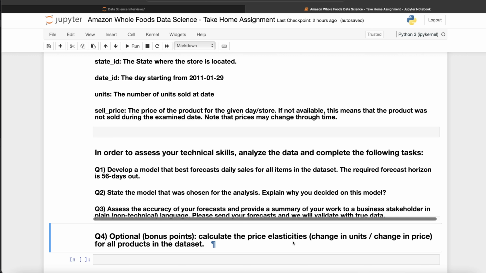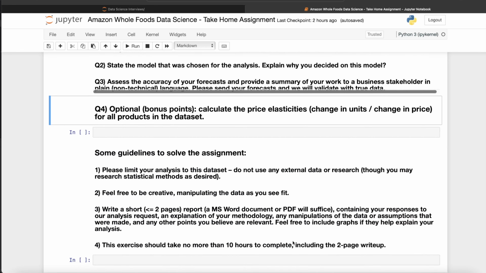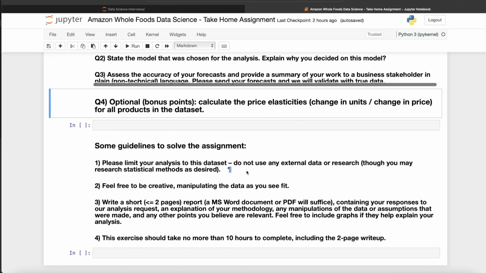So yeah, these were the different questions that we had to do, and the email didn't stop here. There were some guidelines to solve the assignment as well. For example, you don't have to use any external data or research.